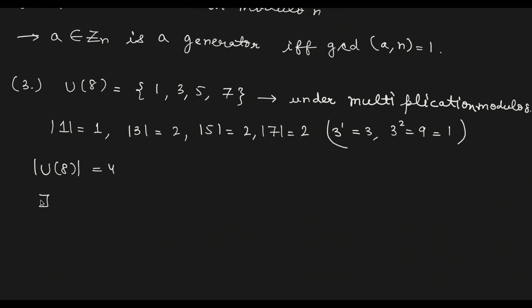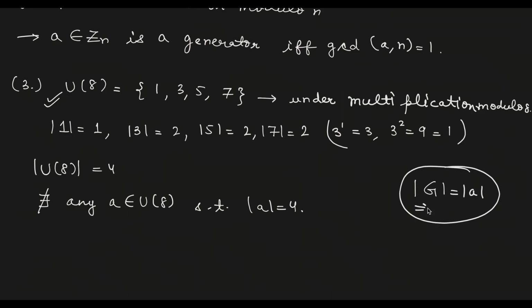Now there does not exist any A belongs to U8 such that order of A is equal to 4. So if I want that this U8 is cyclic, then I should get at least one element from this U8 whose order is same as the order of the group. Means order of group should be same as order of A. Then only I will say that G is cyclic. Okay. So there does not exist any element whose order is 4. So U8 is not cyclic.